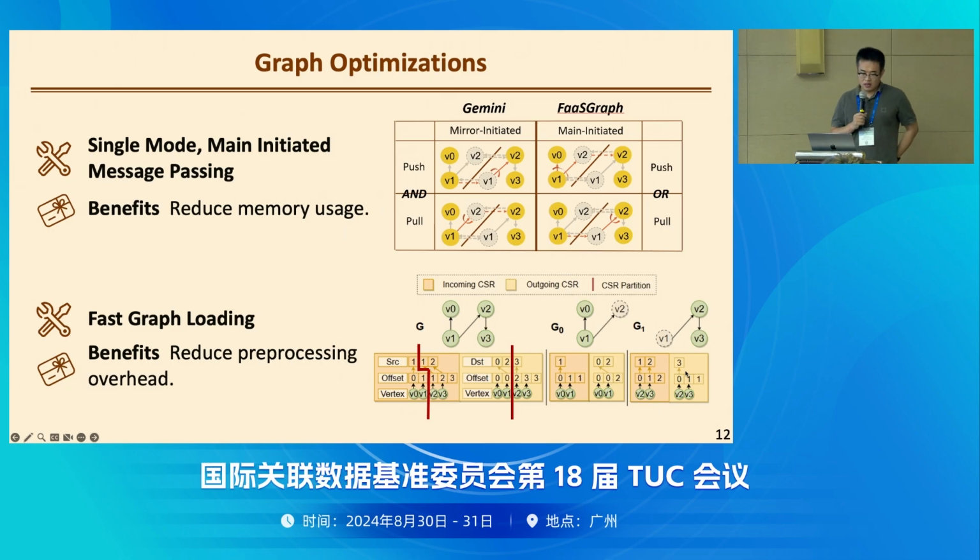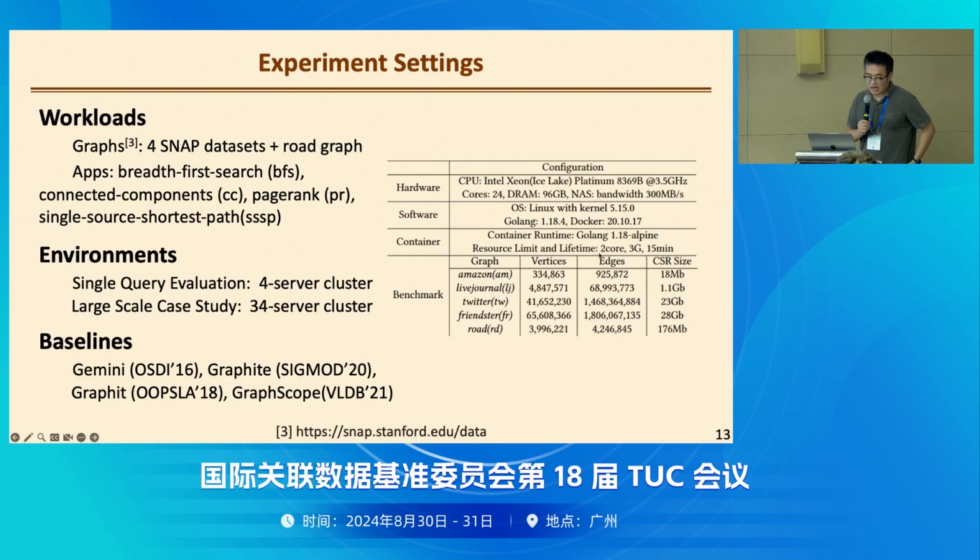Next is about some graph optimizations. We have also revisited many design choices from previous graph systems. We have introduced the single mode, called main vertices, to start the message passing to reduce the overall memory usage, and introduced fast graph loading to reduce pre-processing overhead. Due to the time constraint, we omit the details here, and you can refer to our paper for the details about the graph optimizations. Next, I will introduce our experimental results.